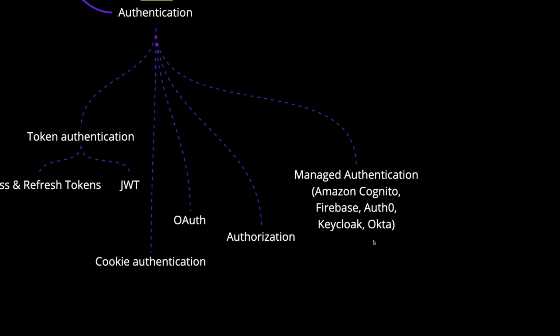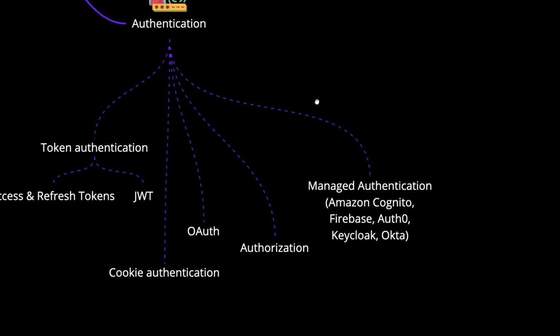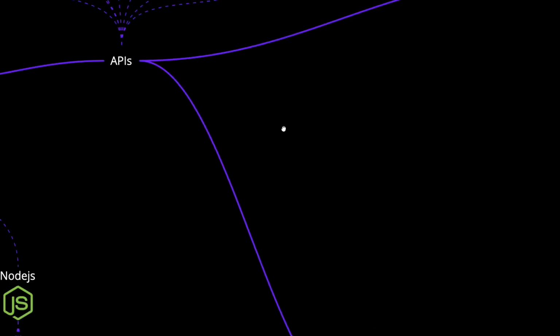Then we have also managed authentication. This is where third-party services like Amazon Cognito and Firebase manage the user authentication and authorization for your applications. They offer a secure way to handle user sign-up, sign-in, and access controls, and provide additional features like social login and multi-factor authentication. So this is an easier way to implement authentication, and it's also secure and probably a better option for small teams instead of implementing authentication yourself. So that's the authentication part of the web APIs.